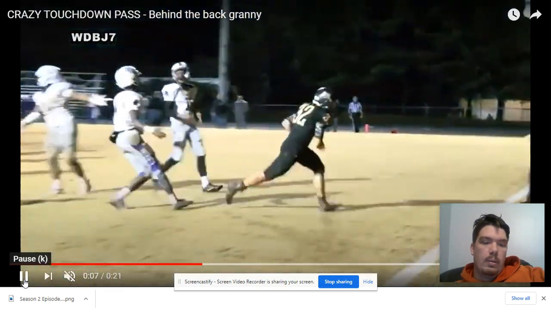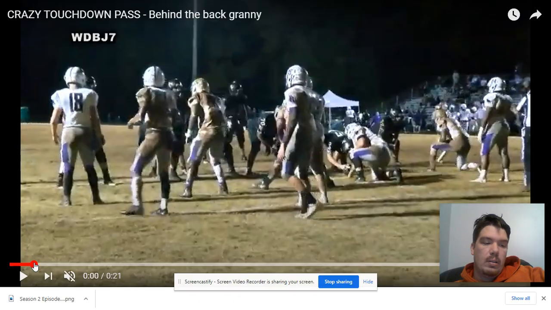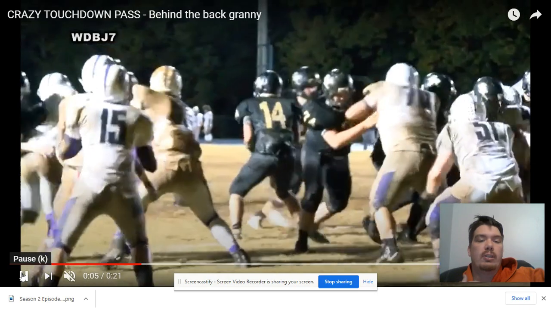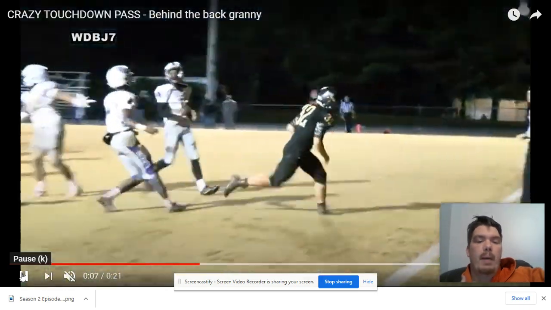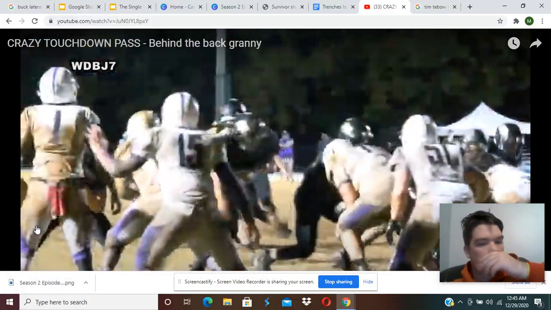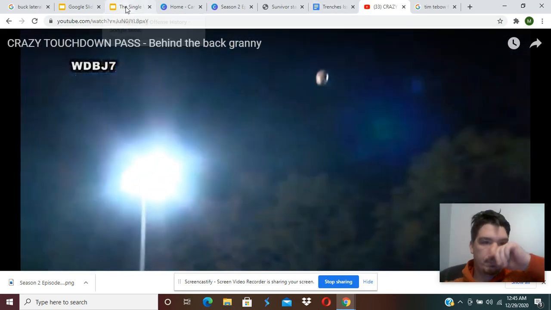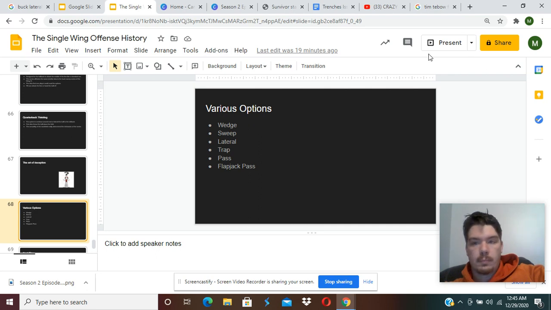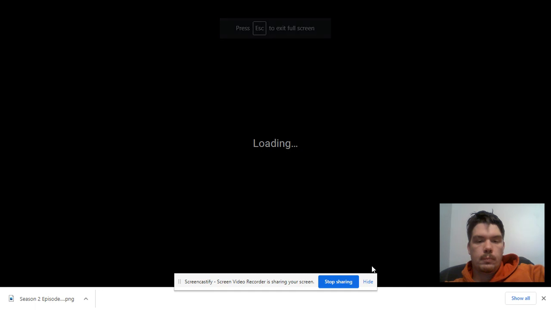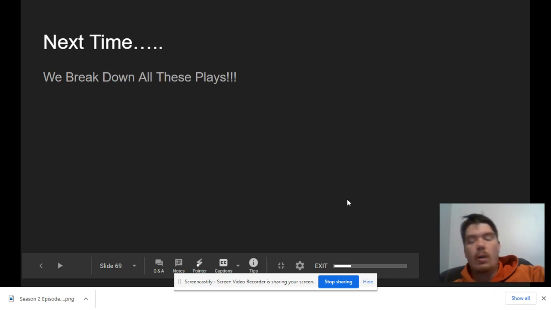That's what we'd call flapjack pass. What you see here is the snap to the fullback, hand to the quarterback, who still has his back turned on the spin, and bang, flapjack pass right there. Slow motion just for good measure, and we'll get out of there. But you see the different options there. It's all about deception.